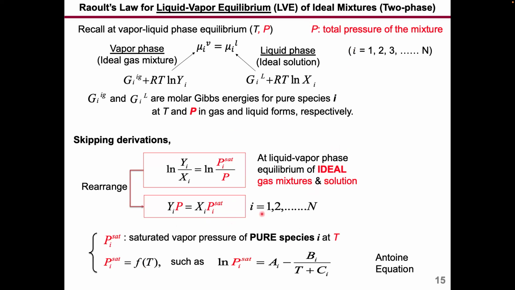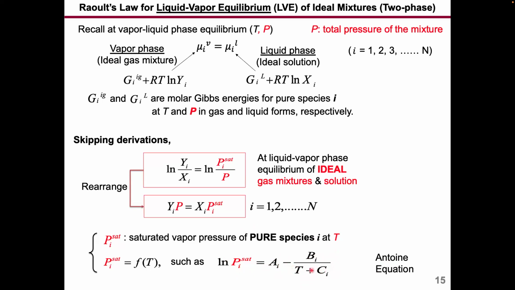Okay, now this particular equation, right? In this equation, Pi saturation is basically the saturated vapor pressure of pure species i at system temperature, right? So here we know Pi saturation is just a function of T. And then you can actually use the Antoine equation, for example, to calculate Pi saturation as long as you know T, right? So log Pi saturation is equal to some constant minus some constant divided by temperature plus Ci.